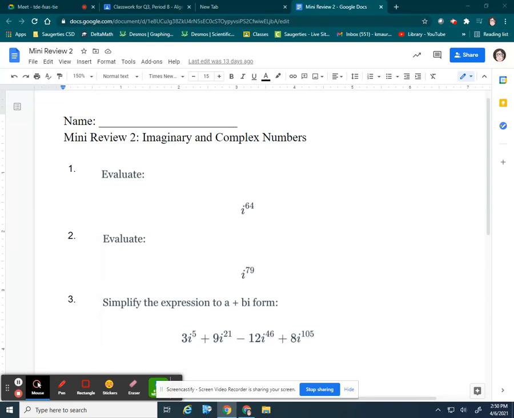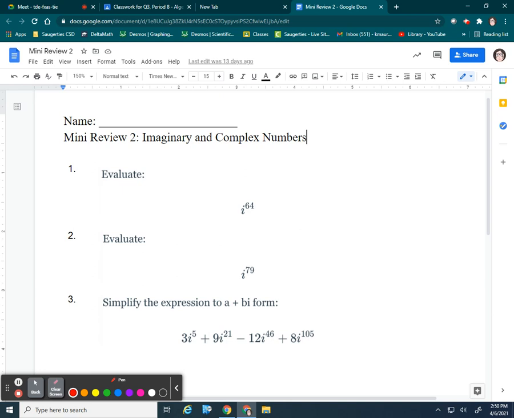This is mini review number 2. This one has to deal with imaginary numbers and complex numbers.